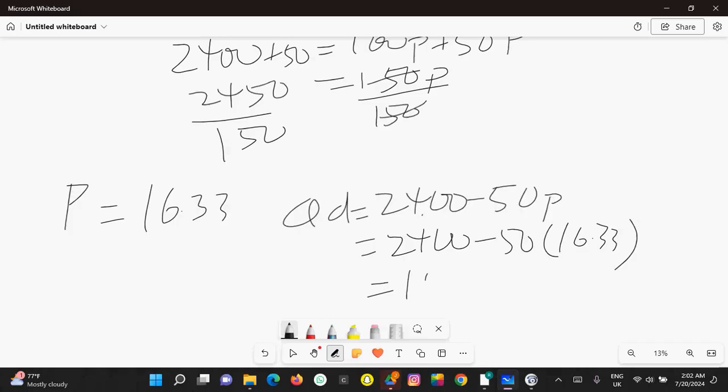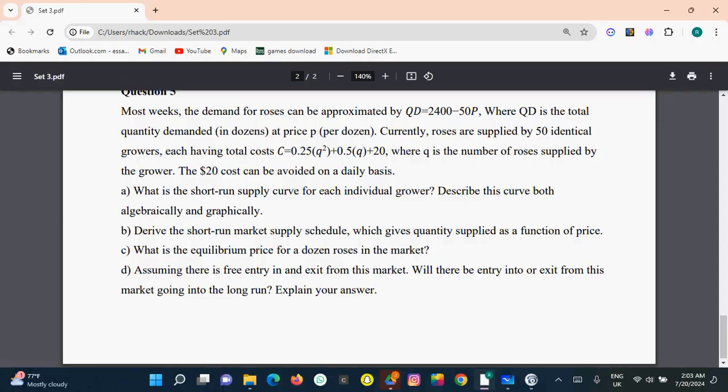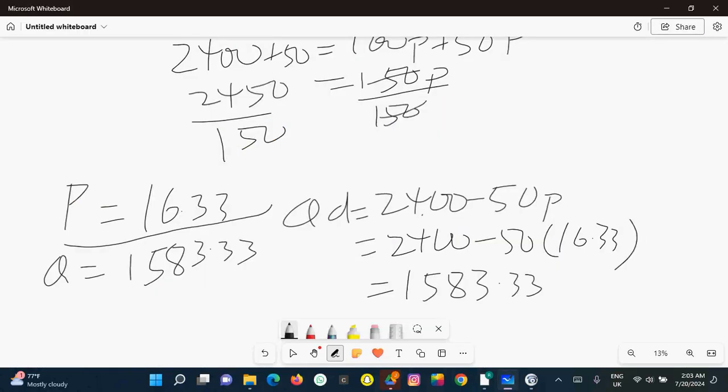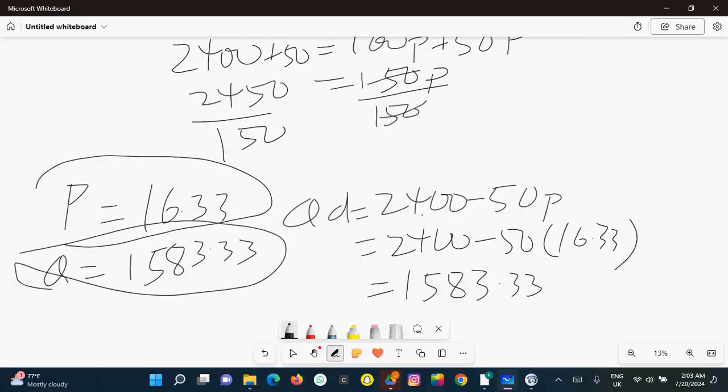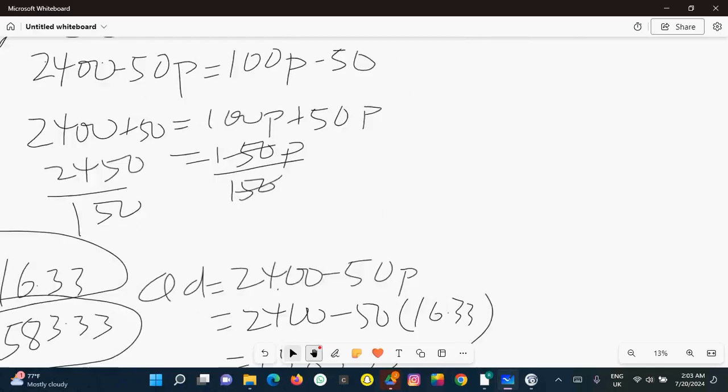So the equilibrium price is 16 and the equilibrium quantity is this. Right.